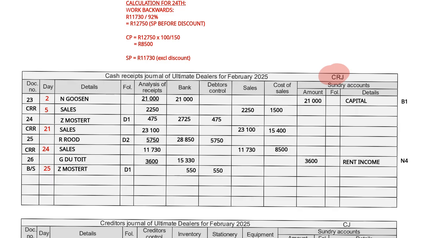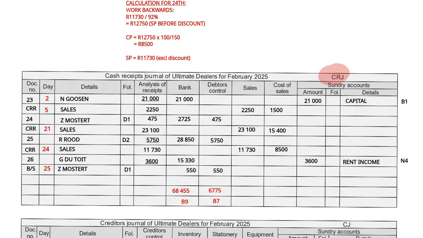We finally completed our CRJ journal. Now we just quickly need to tally up our bank, debtors control, sales, and cost of sales totals, because these are the totals that we will need to go and record in our general ledger. When we add up our bank account, we got 68,455, and we know that goes to B9 of our ledger. When we added up our debtors control, we got 6,775. That goes to B7 of our ledger.